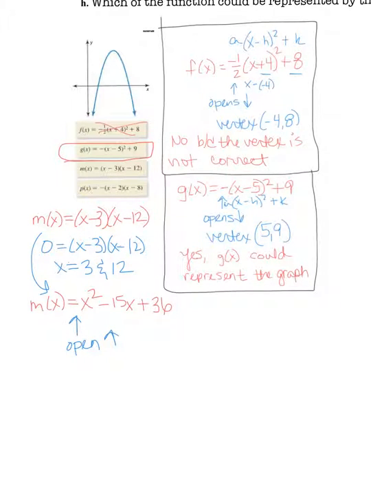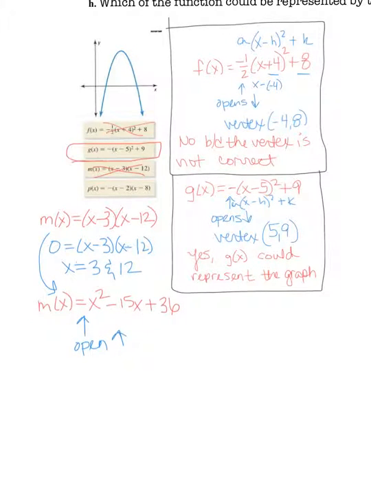Does this graph open up? No. Therefore, we can eliminate m of x. And we can write no because the graph doesn't open up. All right, last one.